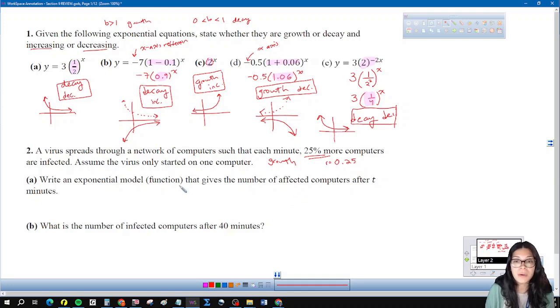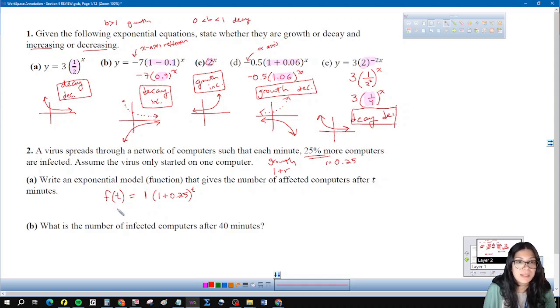So the exponential model, since this is a growth, my growth factor will be 1 plus the rate. If it was decay, it would be 1 minus the rate. But again, here, the number of computers that are infected is going up. So my function, with respect to time, would be how many I started with. I started with just one computer being infected. And then my growth factor will be 1 plus 0.25, and then that's going to be to the power of t, however much time has passed, or intervals of time.